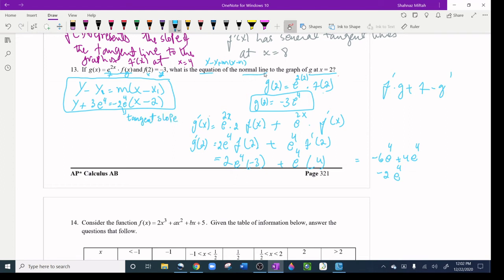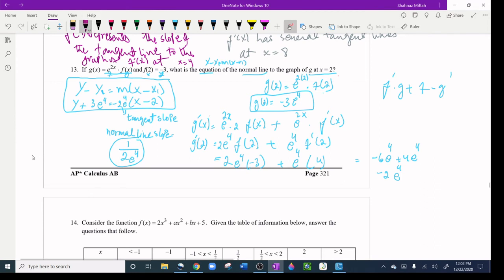But the question is asking about normal line equation. So for the tangent slope, that's this. Now, how is the normal line slope going to go? Reciprocal and opposite. Normal line slope, because we know tangent and normal work together. So my slope is 1 over, it's a reciprocal, 2e to the power 4, and instead of negative I have a positive. So that's the slope of the normal line.